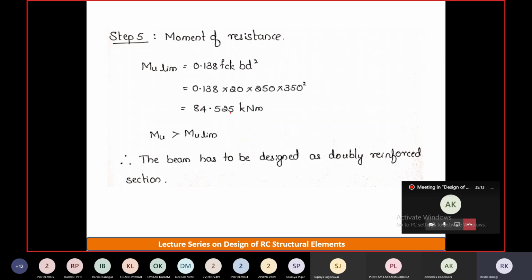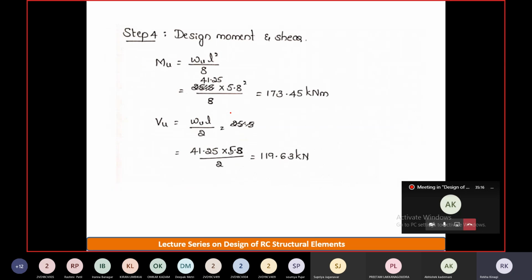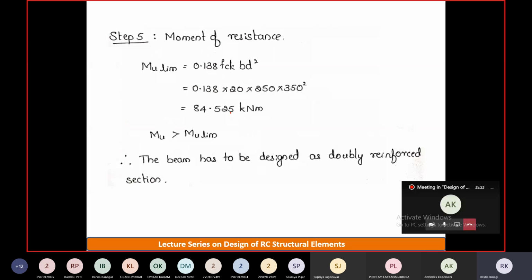Now Mu limit is 84.52 kilonewton meter and this Mu is 173.45 kilonewton meter. Comparing the values of Mu and Mu limit, we can say that Mu is more than Mu limit. Since Mu is more than Mu limit, the beam has to be designed as a doubly reinforced rectangular section beam.